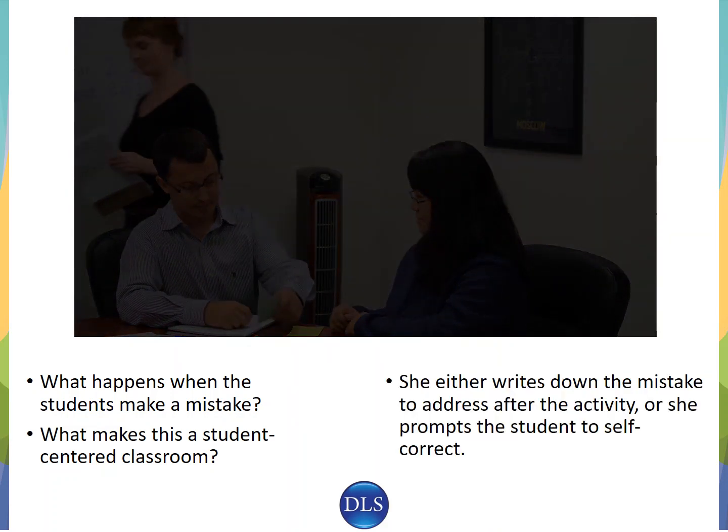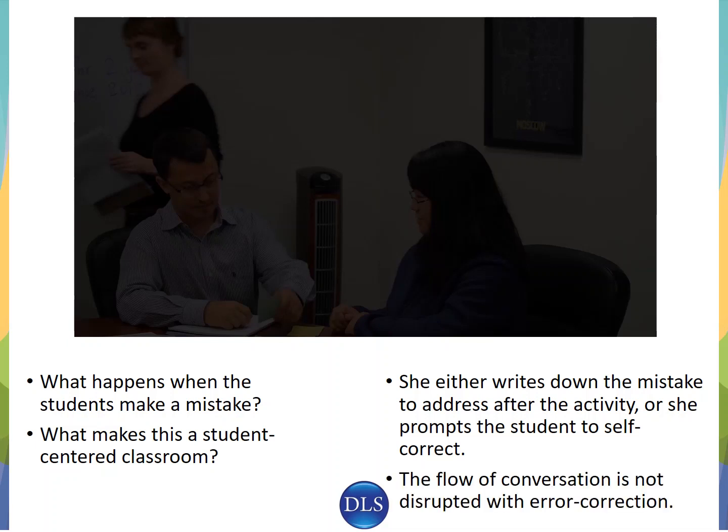When the students make mistakes, Katie either writes down the mistake so she can address it after the activity, or she prompts the student to self-correct. This is a student-centered way of conducting class because the flow of conversation is not disrupted with error correction.